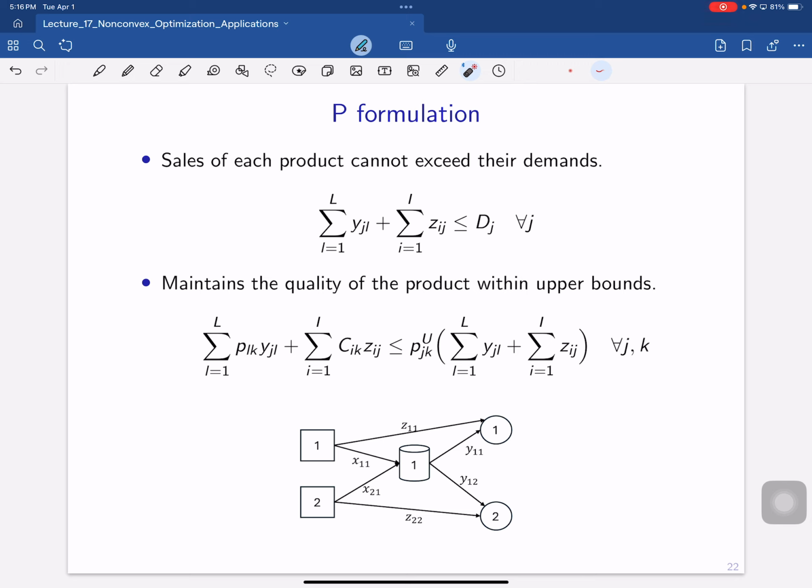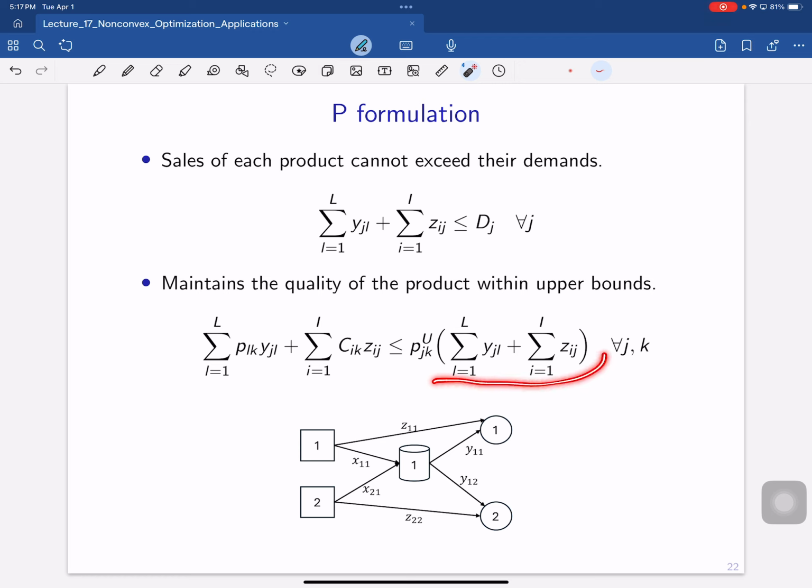But because here you have this parameter p_jk superscript U that represents the upper bound of a given quality for a given product, right? Like a sulfur concentration for a given product. You cannot go over this quality. Right? So how do we calculate this quality? The way you would calculate this quality is the following. Here, the right-hand side represents all the flows into a given demand tank, all the Y's and Z's going into a demand tank, right?